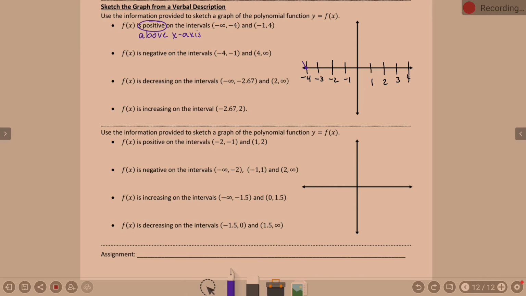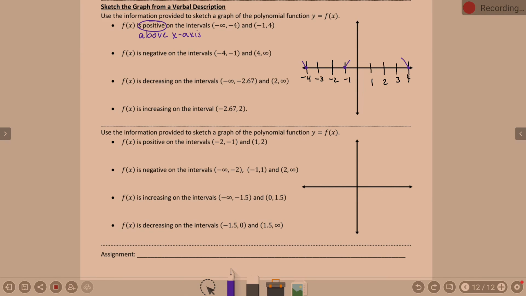And then from -1 to 4, where's my graph going to be? Positive. It's going to be positive. And I'm not going to draw the whole thing yet because we have a little bit more information. But those lines are just me indicating that it's going to be going that direction. Does that make sense? This should be a graph.